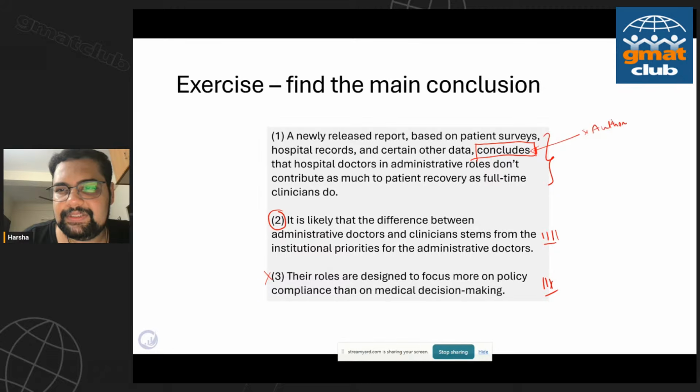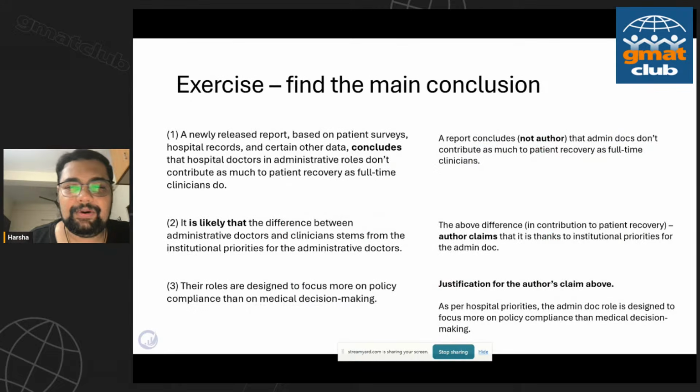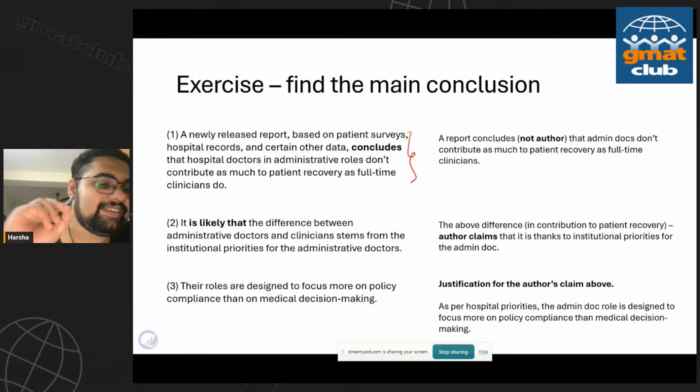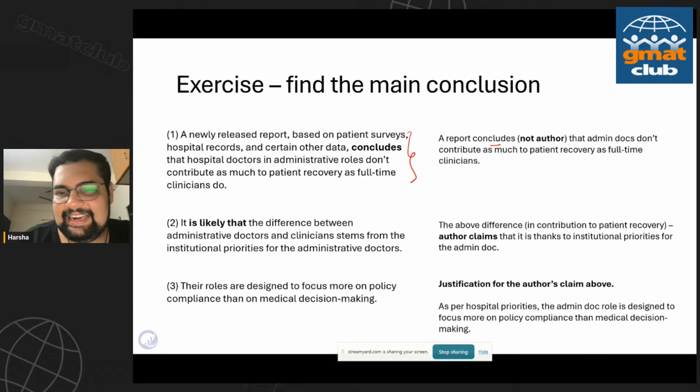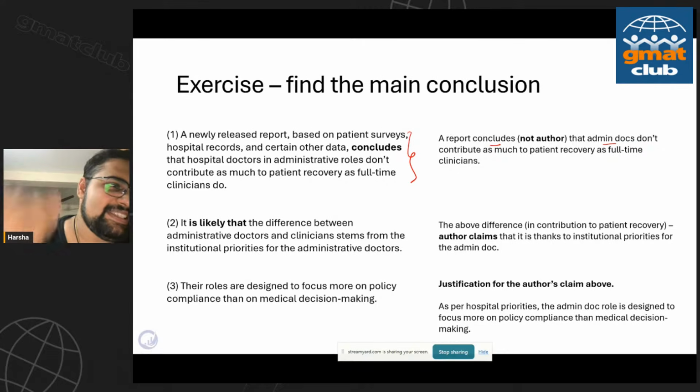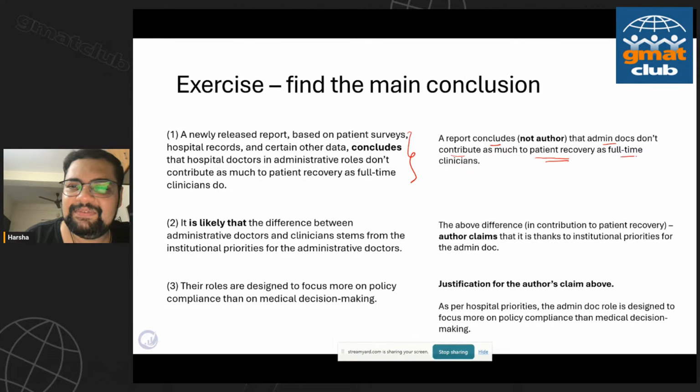As far as critical reasoning is concerned, the author is the entity. We are looking for what the author is concluding. This is a fact presented by the author. The author is telling you that there is this report, and that report has concluded something, right? That's a fact. What is that something? You have to pay attention to the subject matter also. So there is this report which concludes that admin docs, and I'm using very short language here for simplicity, but essentially doctors in administrative roles, they don't contribute as much to patient recovery as full-time clinicians.